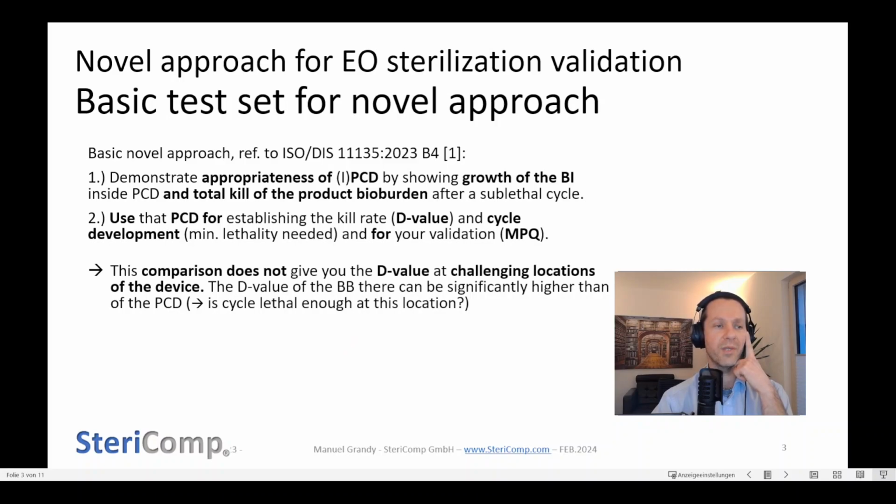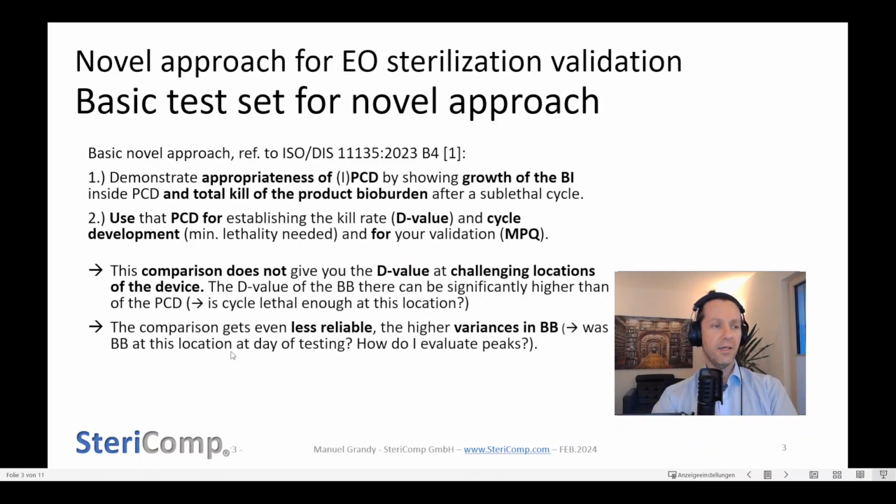So the simple question that could arise from there is: is the cycle lethal enough at this location? Okay, is there enough EO and steam reaching to reduce possible spikes, for example, in bioburden, or to reduce also very consistent bioburden to an SAL of 10 to the minus 6? So you don't know this if you do this comparison here, okay?